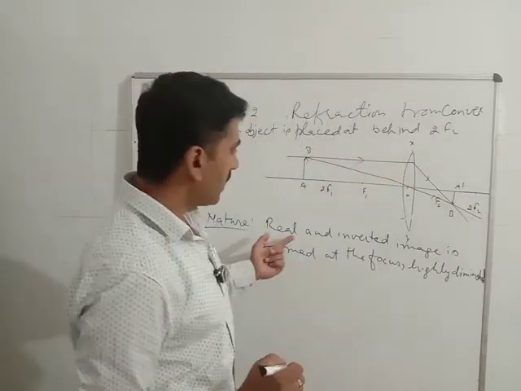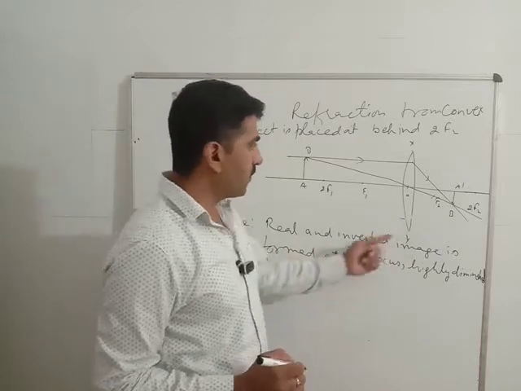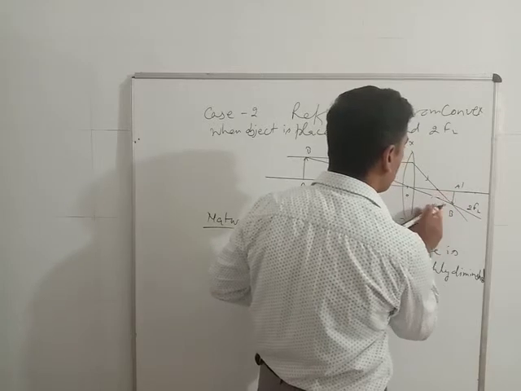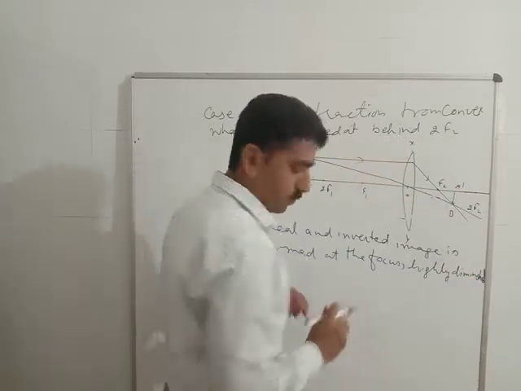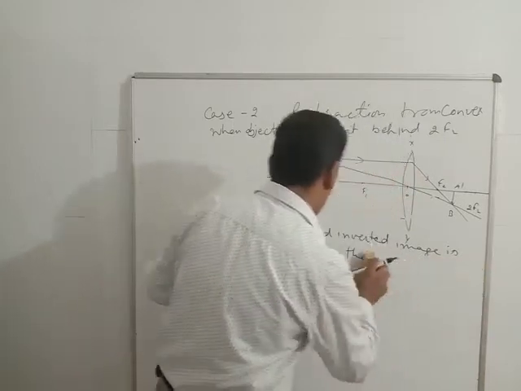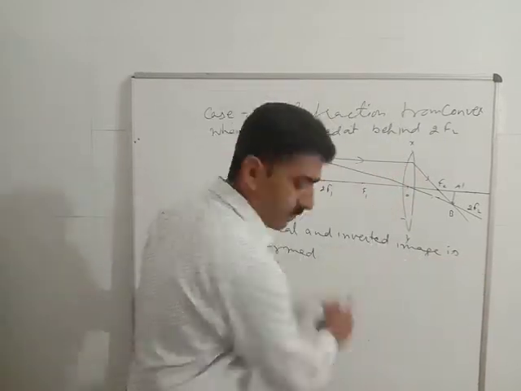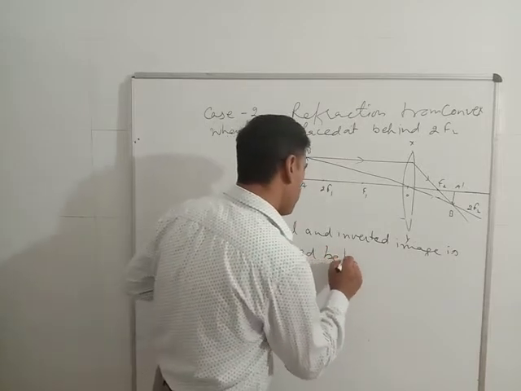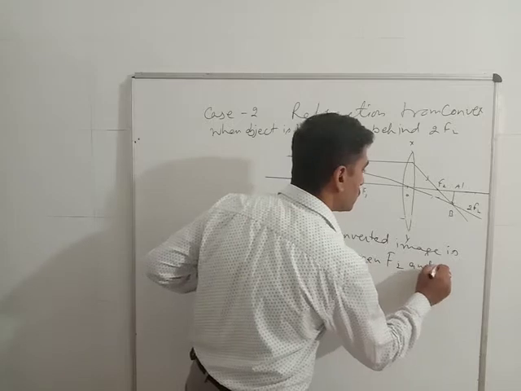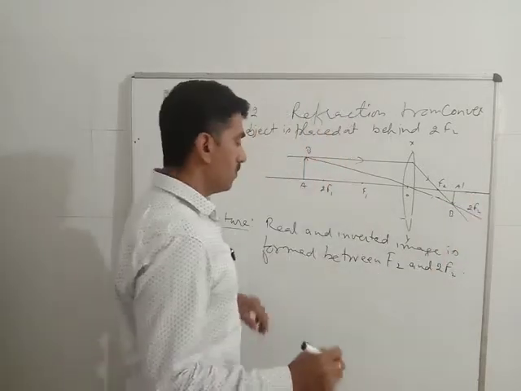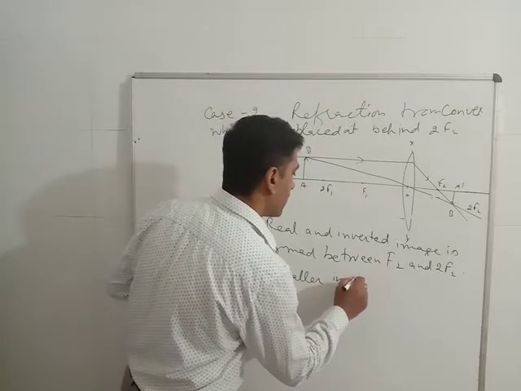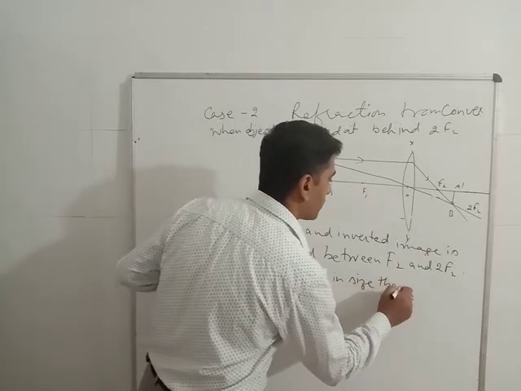Which type of image? Real and inverted image is formed between F2 and 2F2, smaller in size than the object.